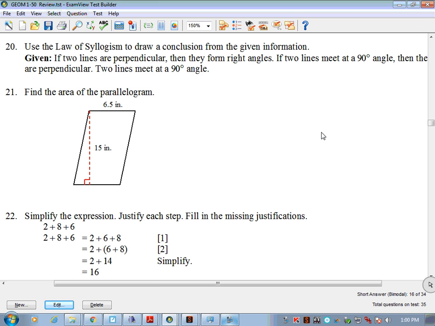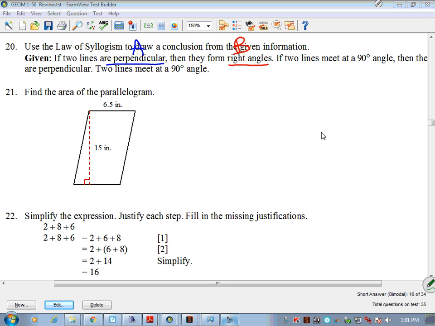Two lines are perpendicular. I'm going to underline a word that I think is important. The word perpendicular. What should I label that? Let's label it A. Okay? Then they form right angles. What do we think is an important phrase in there, or word, or words? Right angles. Okay, right angles. What do we want to label that? Let's label it B. So if A, then B.